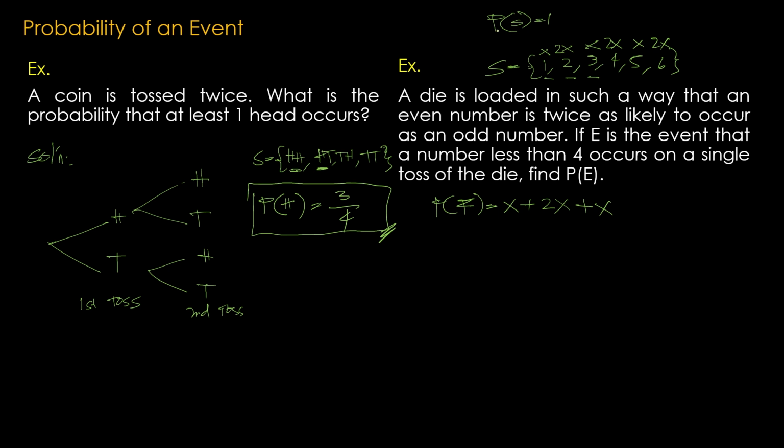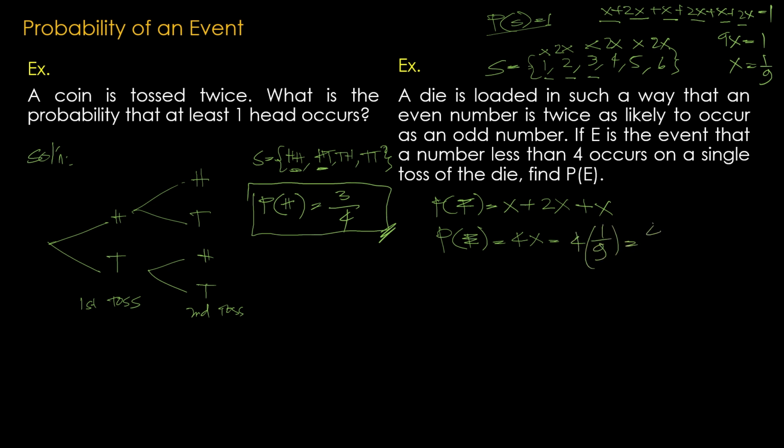So again, we said here in our previous slide that the sum of all probabilities should be equal to 1. So therefore, x plus 2x plus x plus 2x plus x plus 2x should be equal to 1. And this one is 1, 2, 1, 2, 1, 2. That would be equal to 9x is equal to 1. So therefore, the value of x is equal to 1 over 9. So substituting to this equation right here, the probability of our event E is equal to, how much is this one? This would be 4x. And our x is 1 over 9. That would be 4 times 1 over 9. That would be 4 over 9.